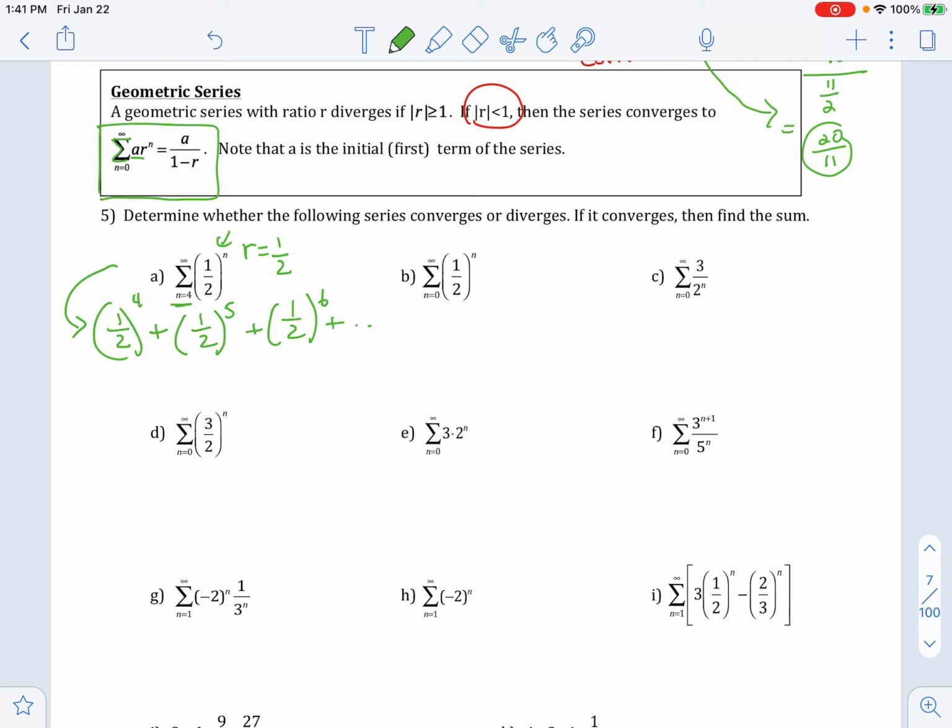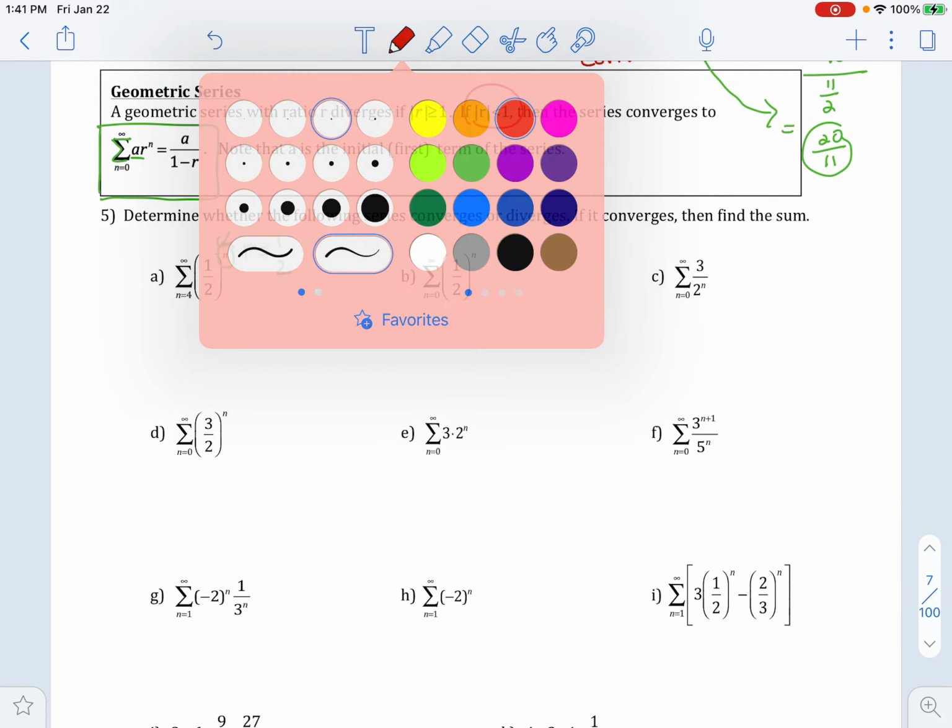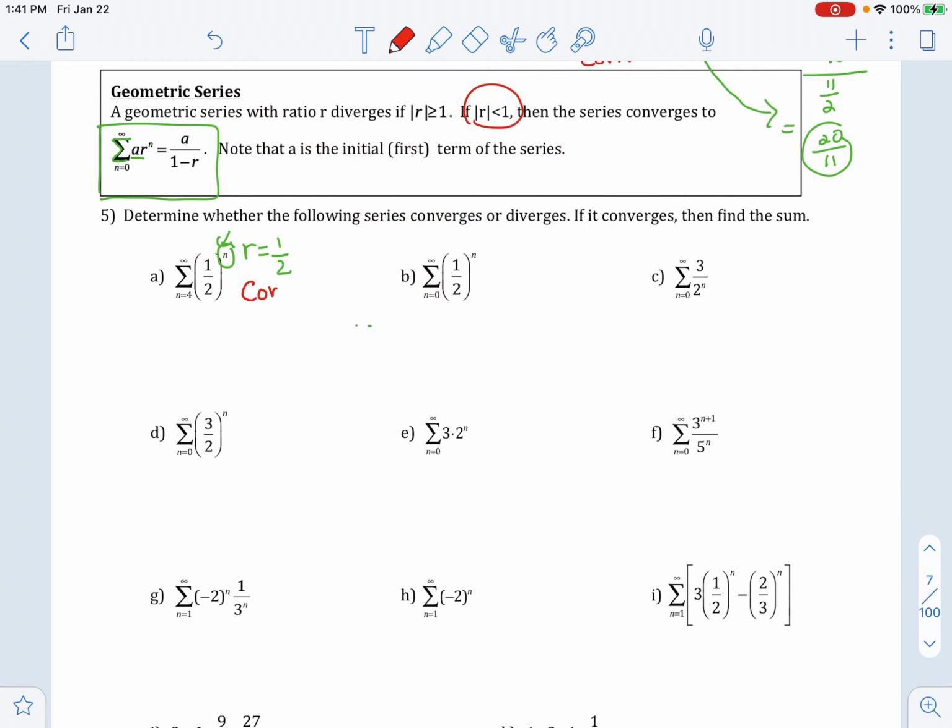You're multiplying by R every single time. That's what a geometric series is. So whatever is being raised to the nth power is always going to be your R. So I don't necessarily need to write it out to figure out what that common ratio is. So my R is 1/2, and based on what we learned, I know that this series is going to converge.